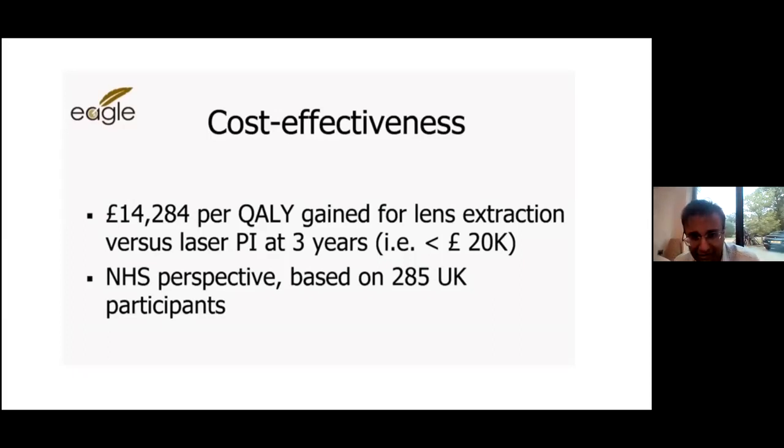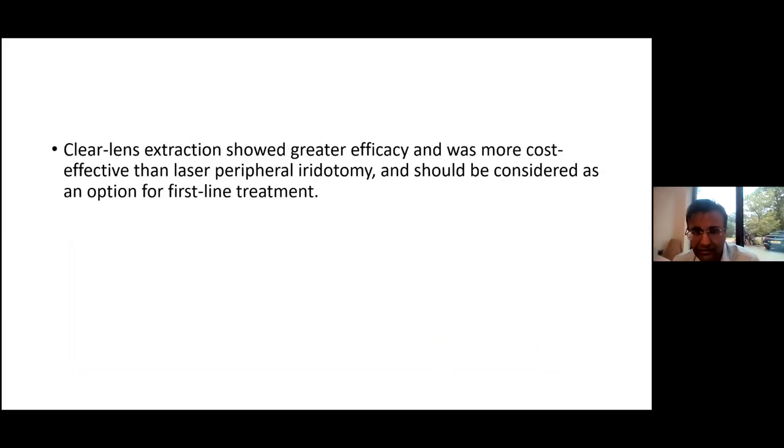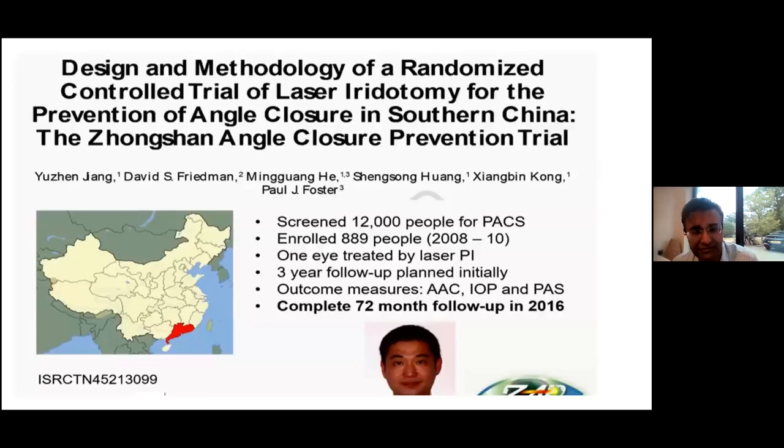And we have also trained our BPOS fellows, perhaps they can also take up this task in the future. But the three points are that you have cost, you have quality of life, and you have less medicine, all in favor of cataract surgery. So, the outcome is that clear lens extraction showed greater efficacy and was more cost-effective than laser peripheral iridotomy, and should be considered as the first line of treatment.